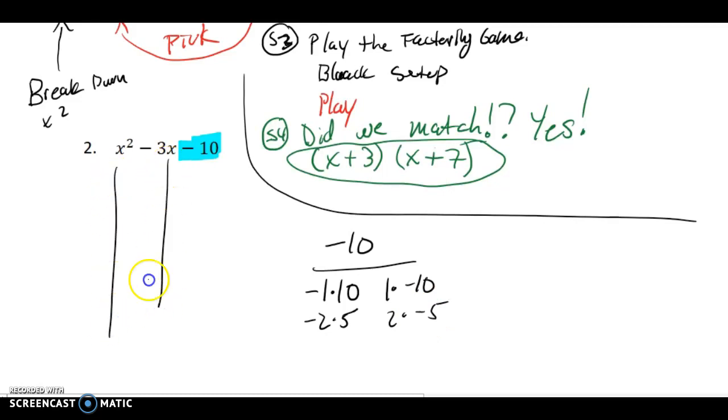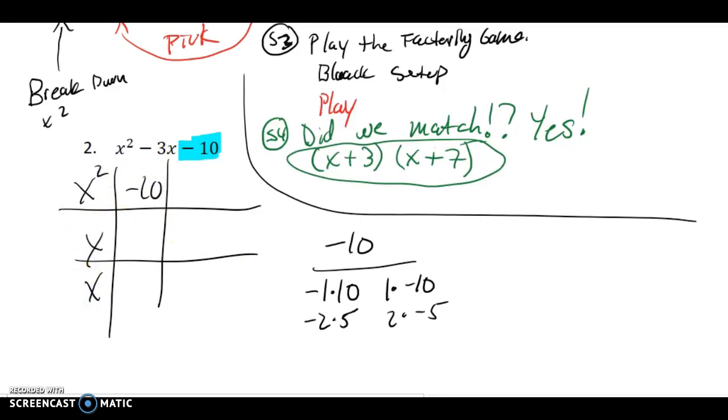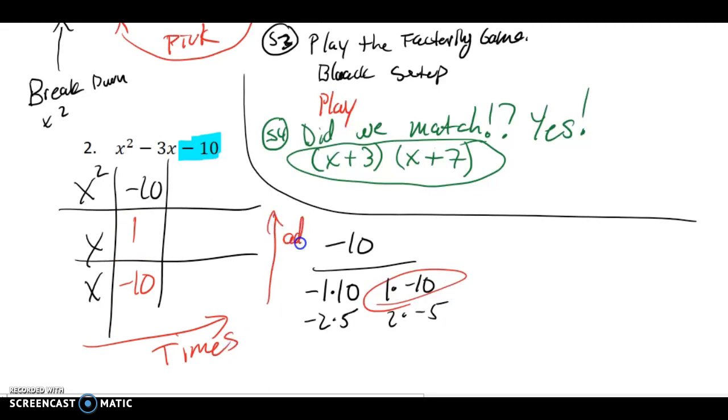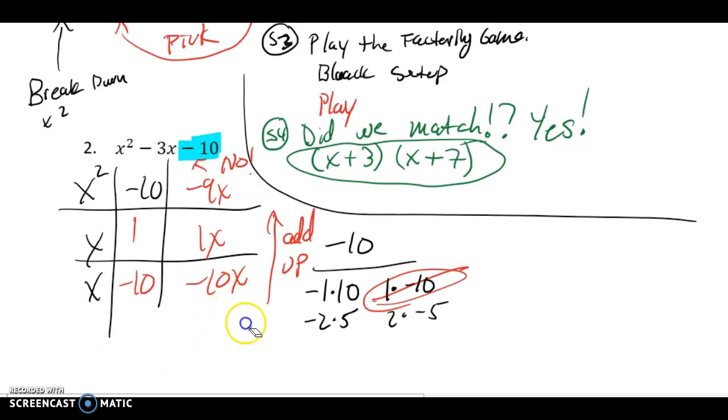Then we're going to set up our board. So we have x squared minus 10, x and x. That's how we set it up. Then we're going to play the game. I'm going to show you what a wrong answer looks like. So let's just pick one. Let's pick that one: 1 and negative 10. We're going to times across and then add up. So we have 1x minus 10x. Add up is negative 9x. It does not match. No. Do you know what that means? That means we did it wrong. We cross it out, and then we erase these and try again.